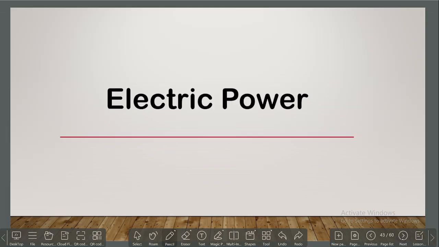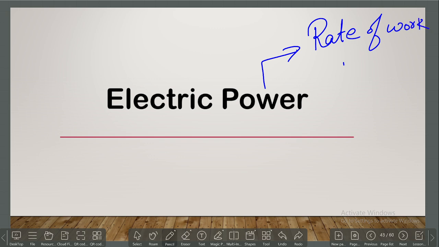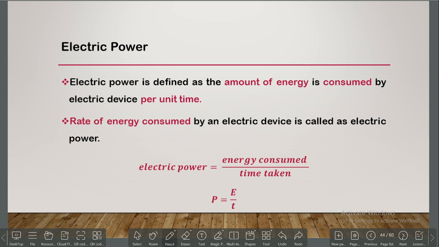Next, the topic we are having is about electric power. In lower classes we learnt about the term called power. What is meant by power? Power is defined as the rate at which work is done. But here we can't define it in the same way, because any electric device is not going to do any work, but it is going to consume energy. Then how can we define electric power? Electric power is defined as the energy which is consumed by an electric device in unit time, or per unit time.